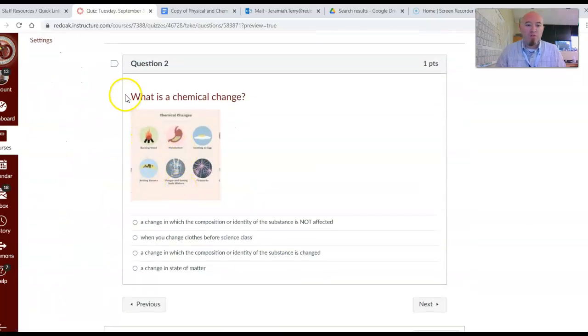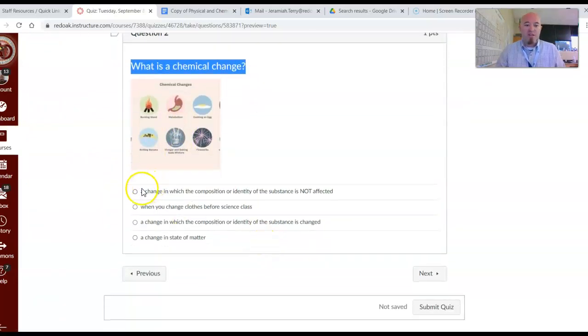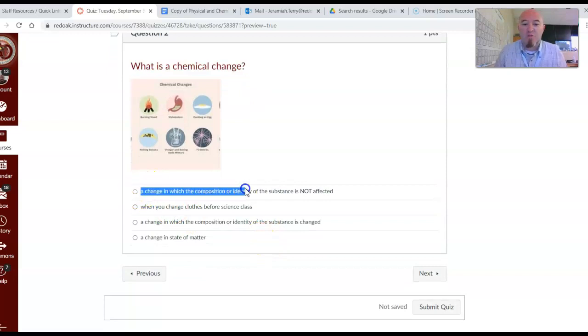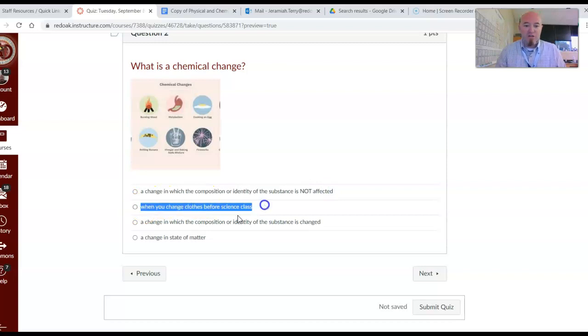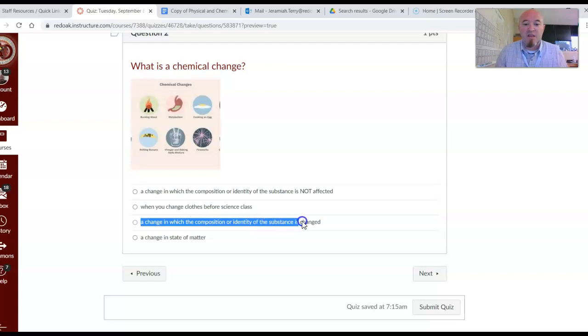Question number 2, what is a chemical change? Is it A, a change in the composition or identity of a substance is not affected? Is it B, when you change clothes before science? Is it C, a change in which the composition or identity of a substance is changed? Is it D, a change in the state of matter?